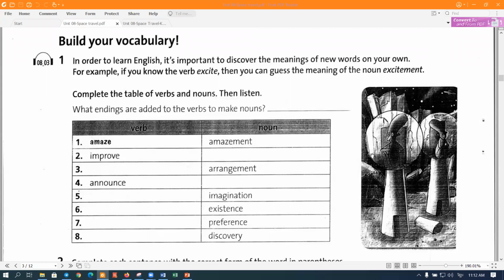Okay, the title of this page is Build Your Vocabulary.